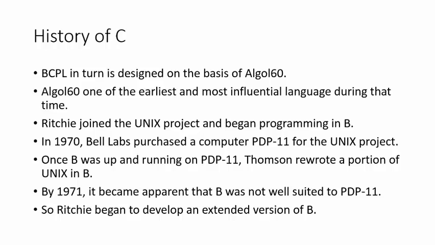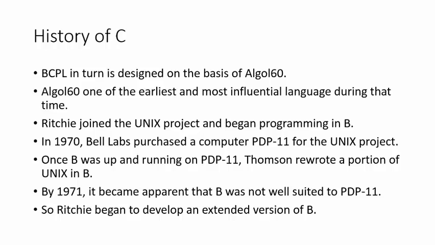Meanwhile, Dennis Ritchie joined the Unix project and began programming in B. Ritchie is an engineer, a senior scientist. He joined Bell Laboratories in that project, and began designing and developing this language B. In 1970, Bell Laboratories purchased a computer, the PDP-11, and it was used for the Unix project. Once B was up and running on the PDP-11, Thompson rewrote a portion of Unix in B.